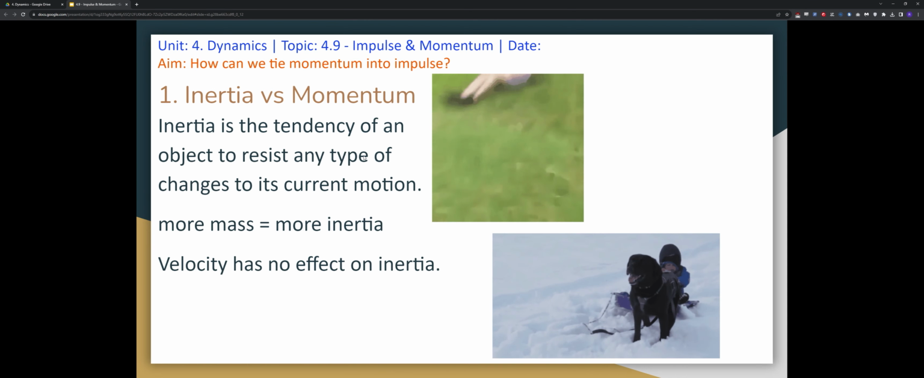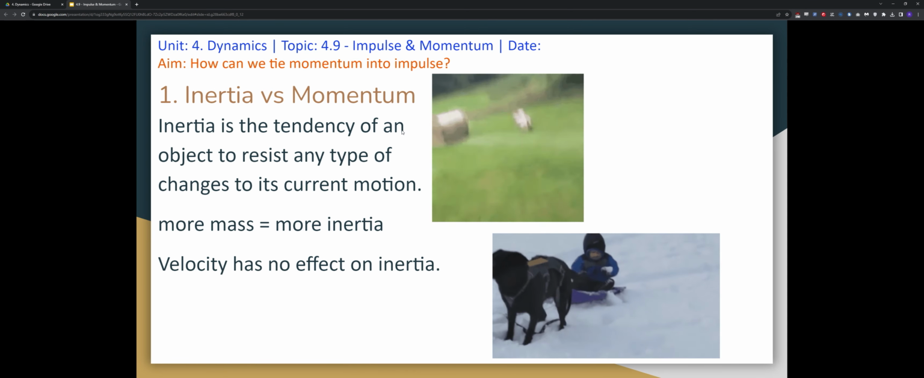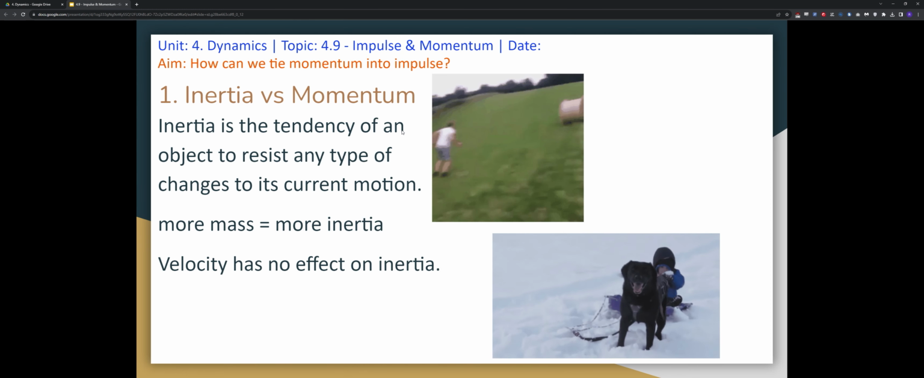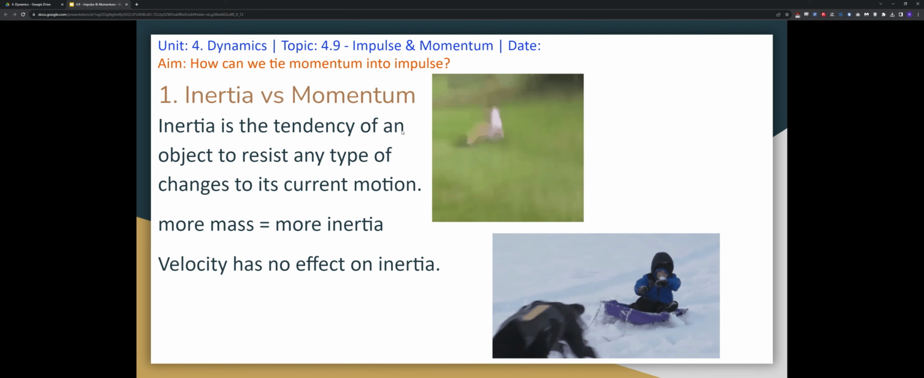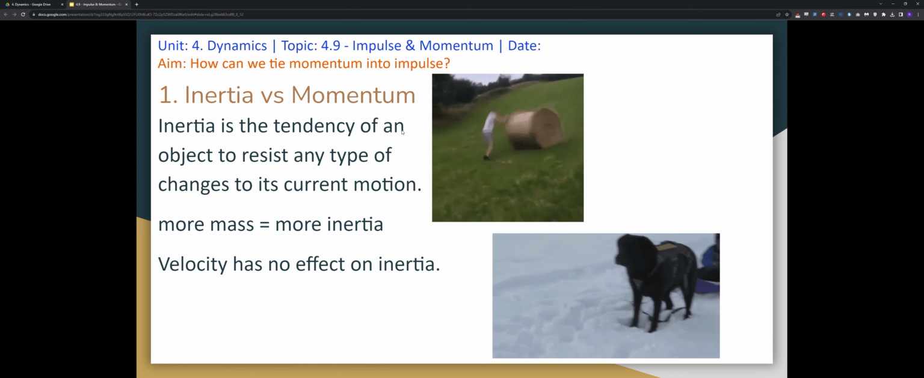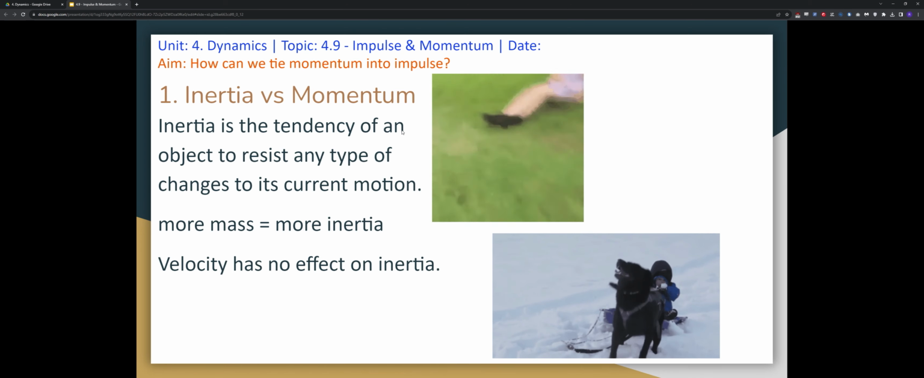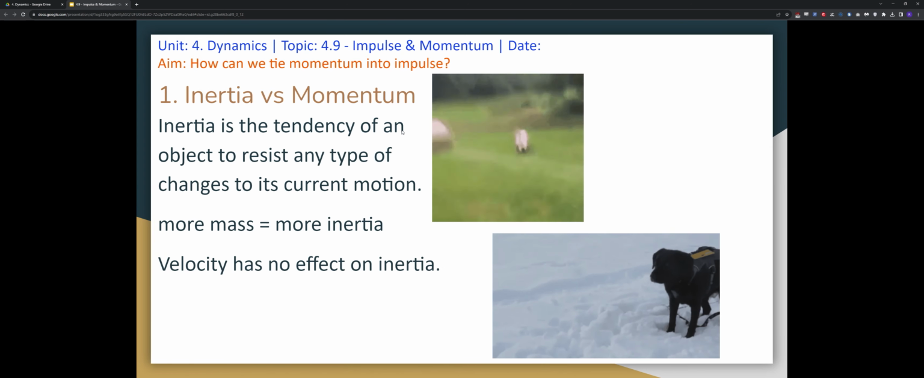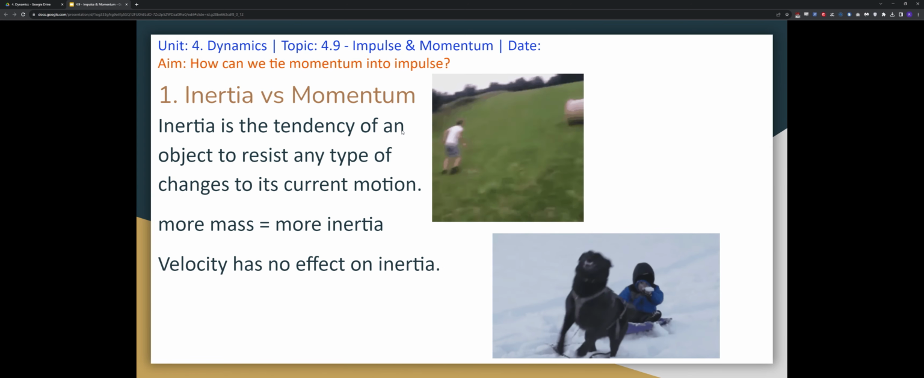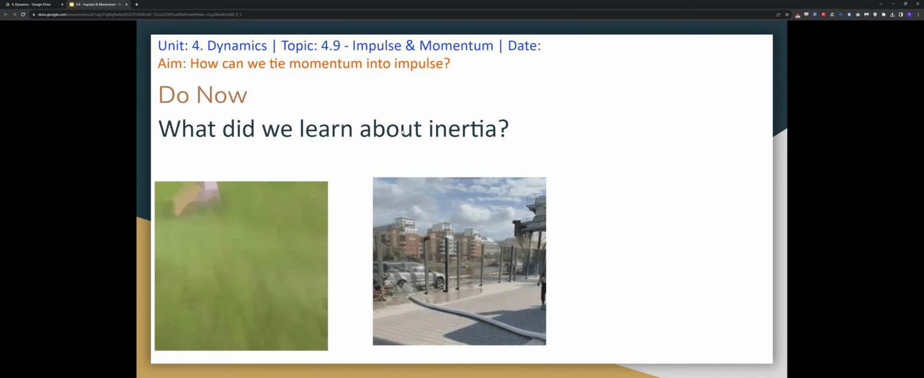Okay. So inertia, if you recall from 4.2, was part of Newton's first law of motion. Inertia is proportional to mass. So the more mass you have, the more inertia you have. But what is inertia in the first place? Inertia is essentially the inherent property of an object to continue its motion. It doesn't want to change its current motion unless acted on by an unbalanced force.